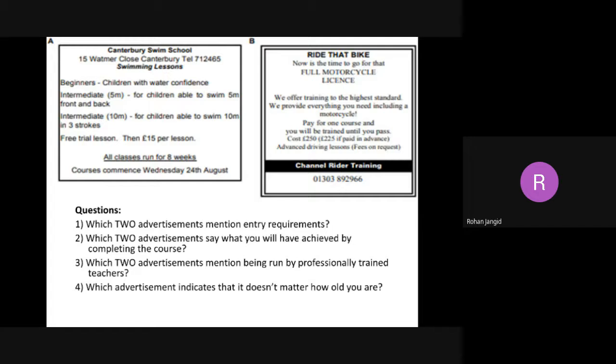Okay, let us see which two advertisements are mentioning entry requirements. Now here the question says write the correct letter A to E in boxes 1 to 4. So these are questions 1 to 4, right? In front of it, you have to write A, B, C, D, or E. Two advertisements. Okay, anybody can tell me which are asking for entry requirements. You just have to match the information of the question with the information given in the passage.